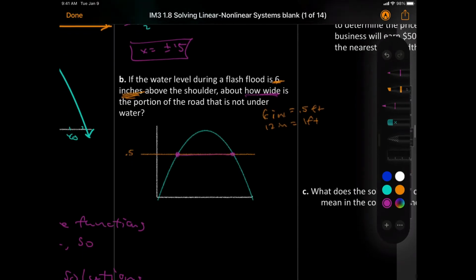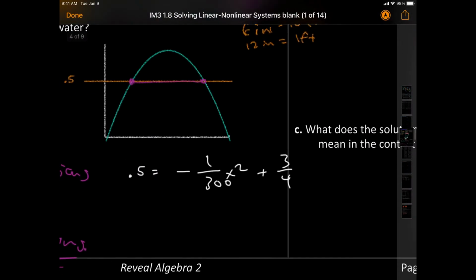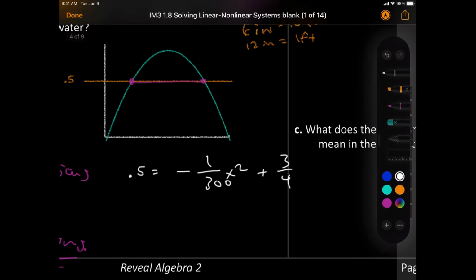Well, to do that, now I have an equation, 0.5 is equal to that formula. Negative 1 over 300 x squared plus 3/4. And so the 0.5, I guess you can just keep it a fraction. Yeah, the reason why now I'm noting is it's a fraction. I could just do this 1/2.